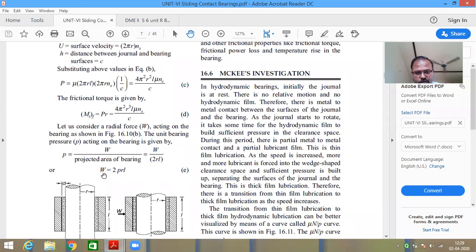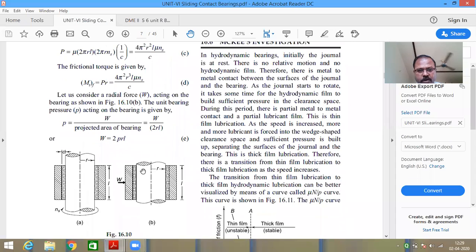Then again, frictional force. We know that frictional force is equal to mu into R. But here mu is denoted as coefficient of viscosity, so we have to think about another notation for coefficient of friction. Coefficient of friction in this particular chapter will be denoted by small f, and mu will be denoted as coefficient of viscosity, or dynamic viscosity, or simply viscosity.